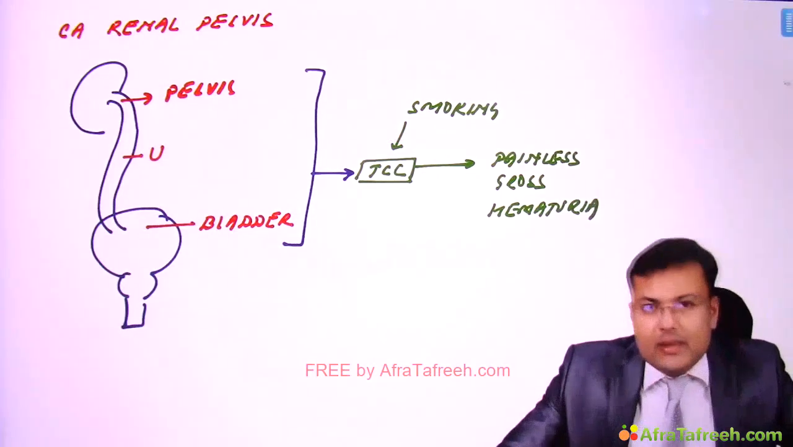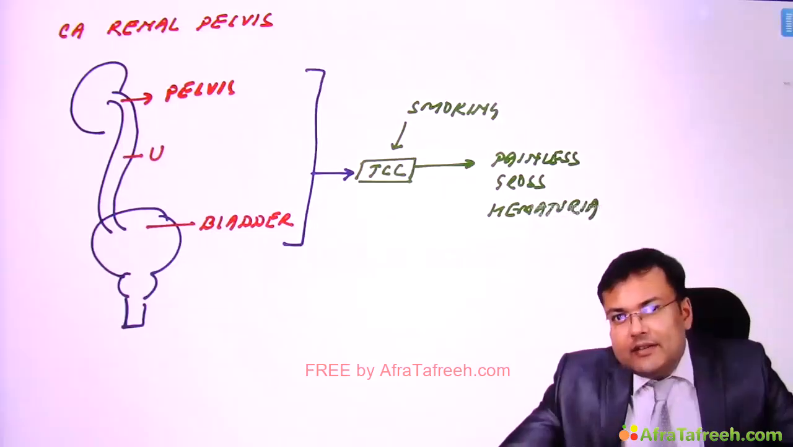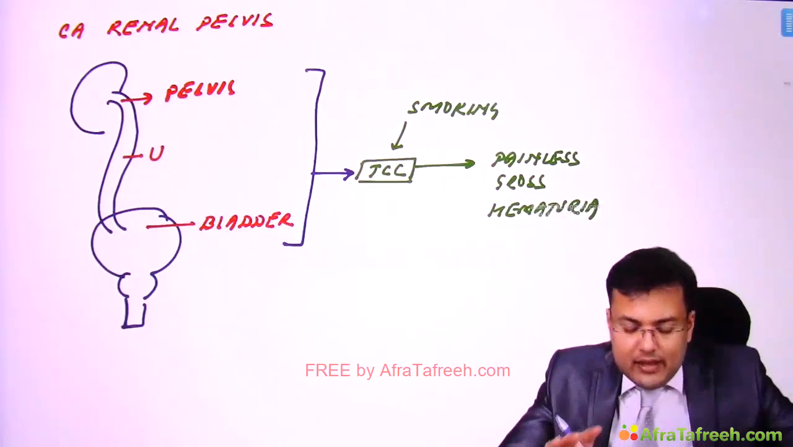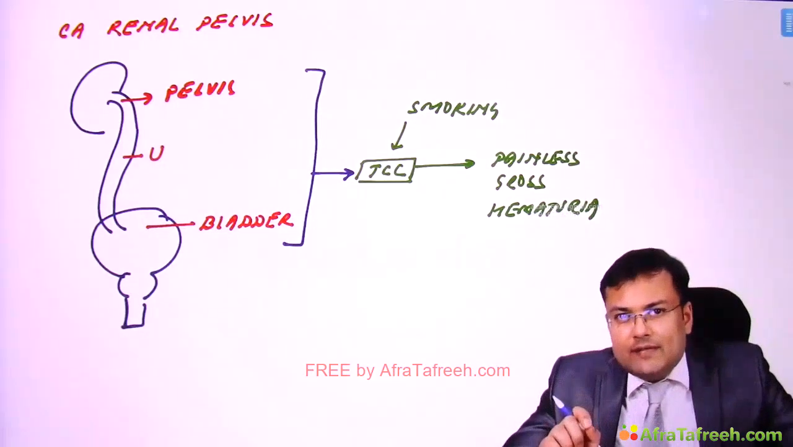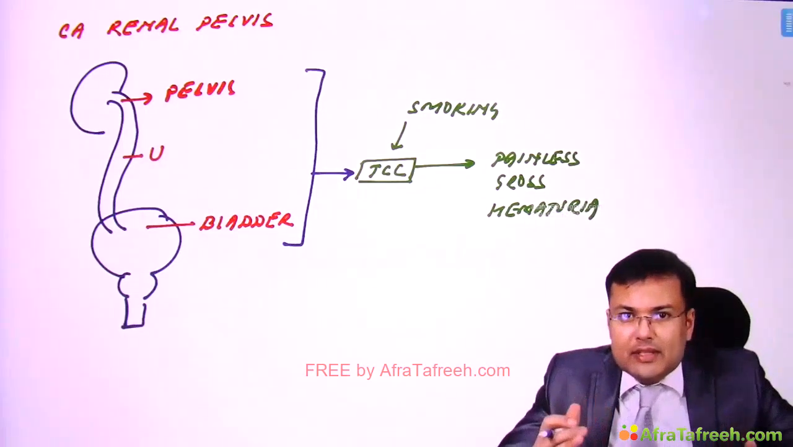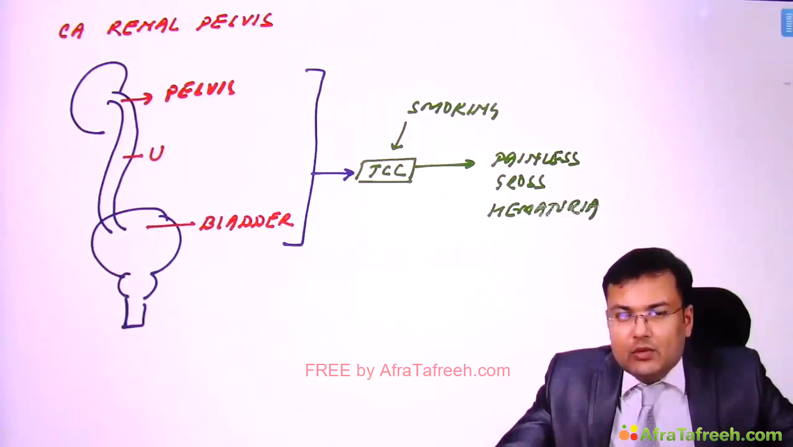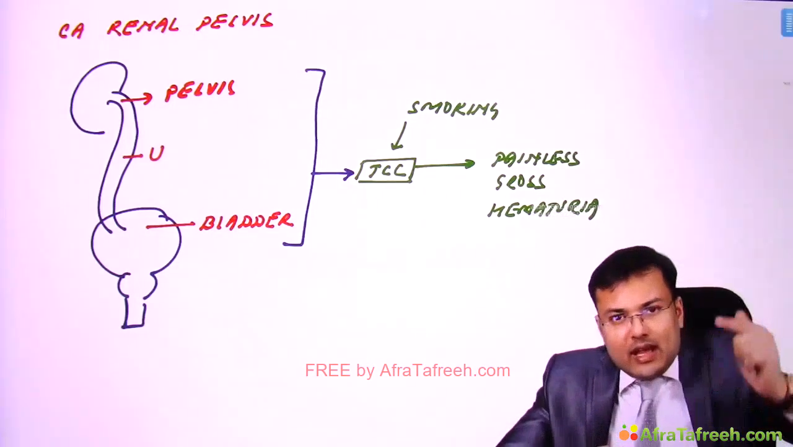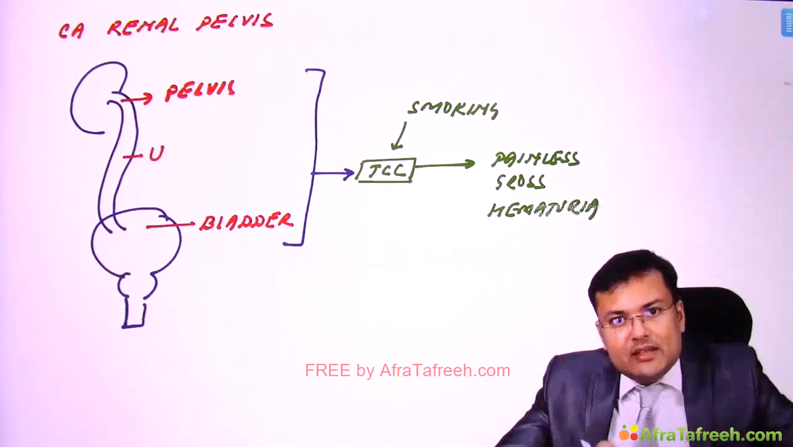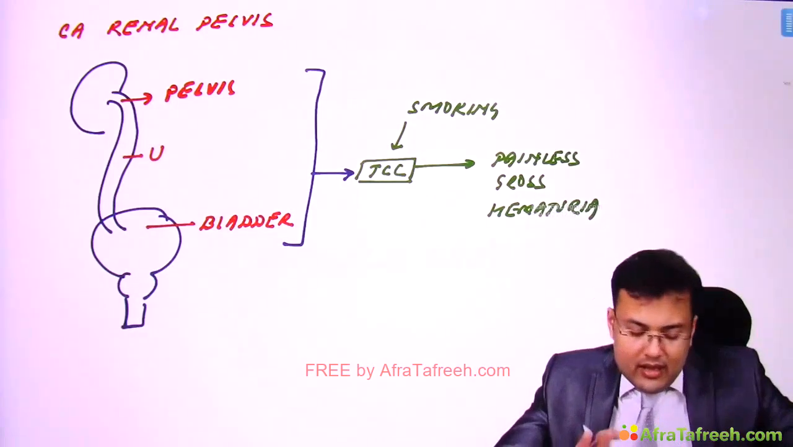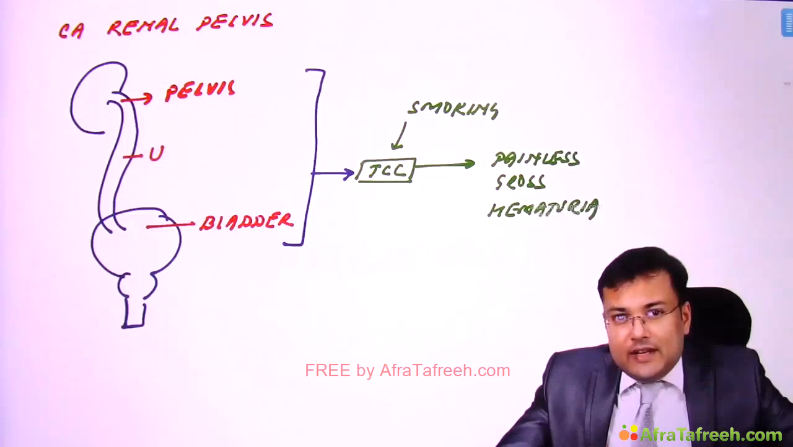So can you see the similarity? This is known as field defect. What is field defect? It means a common risk factor is going to increase the risk of malignancy in the whole field. So what is that common risk factor? Smoking. And it is going to increase the risk of malignancy in the whole field. So this is field defect.